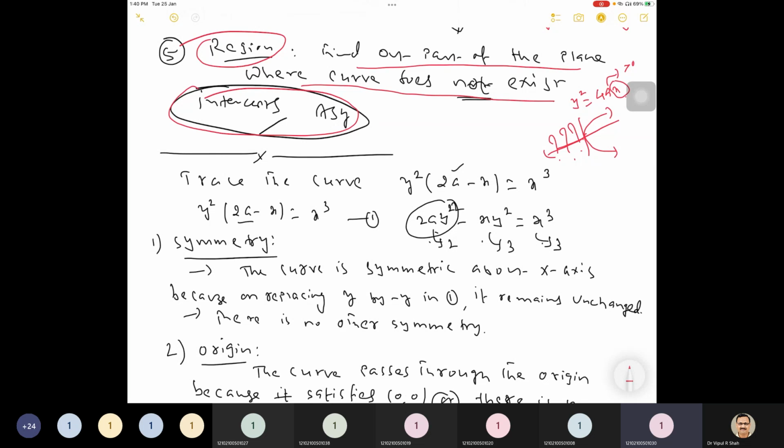Trace the curve. So this example, let us take. Trace the curve y square into 2a minus x equal to x cube.